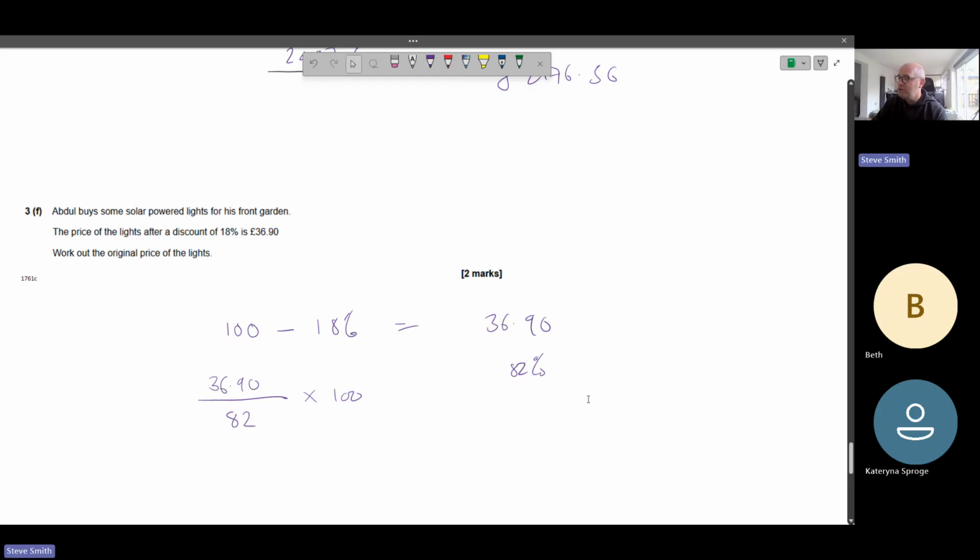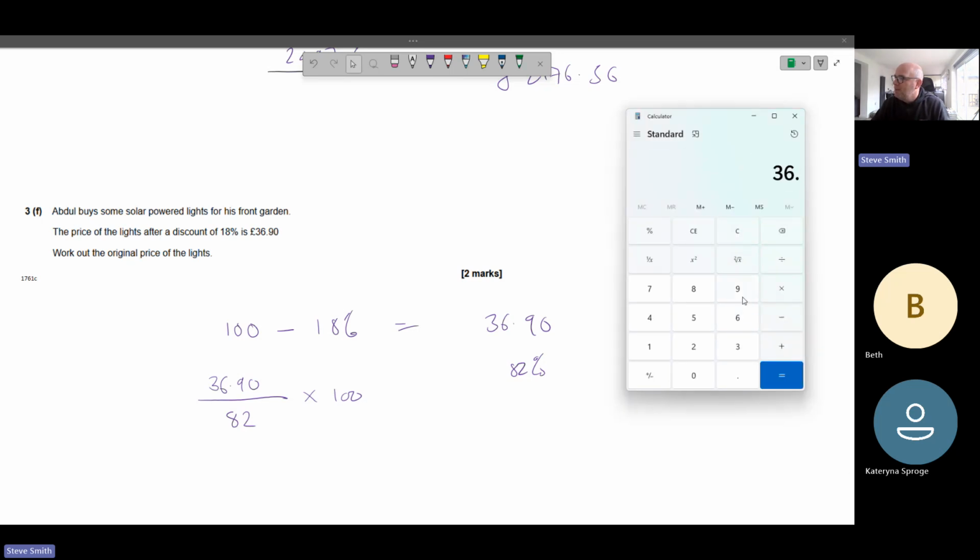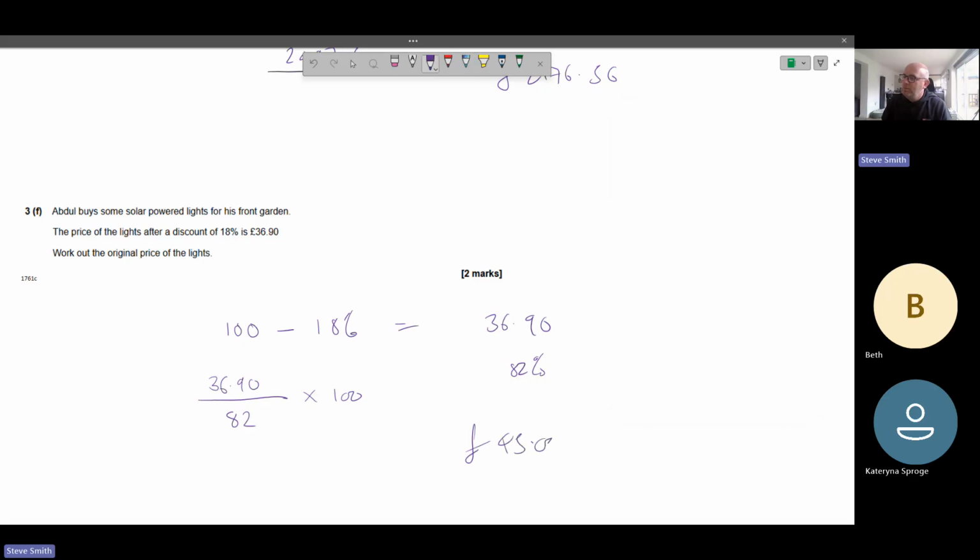So let's go. My calculator keeps disappearing. 36.90 divided by 82 times by 100, £45. Okay, so my lights were originally, that seems expensive. Go to B&M, get them for a tenner. So if you're looking at that discount or that rate, it's about recognizing which way I've got money off my 100%, so therefore it becomes a less than 100% number, 82 in this instance, or has it gone up in price, so I need to add on a percentage. So it's recognizing which way you've got to do it.